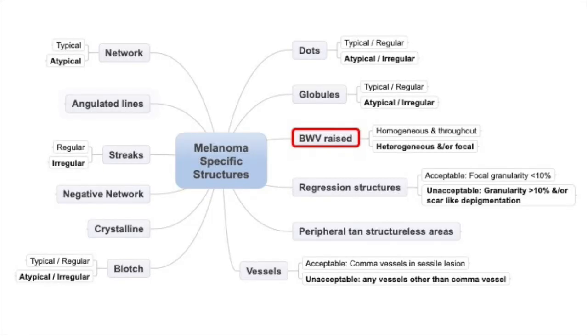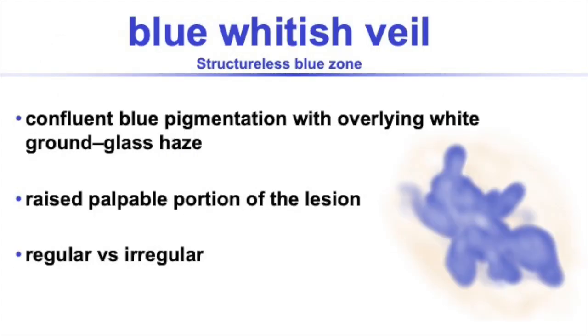We're getting to the end. Blue-white veil. It's important that when we talk about this structure that you run your hand across it, because what we're talking about when we talk about a blue-white veil is a palpable portion of a lesion. When you run your hand across it, you'll feel substance. You will see when we talk about regression structures, you can also see blue-white color, but it's over flat, right? Non-palpable. So blue-white veil, by definition, means that it's an area that's palpable. Basically, it's a confluence of blue-white color within the lesion.